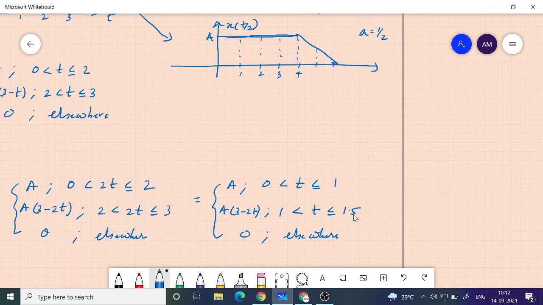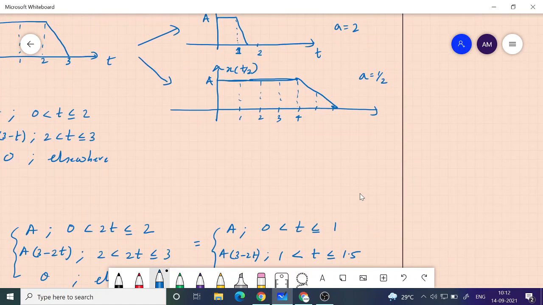And then from 1 to 1.5, you have an equation of a straight line. And what is the slope? The slope is basically minus 2a. It's a negative slope, but 2a. So that means when you change 1 unit, it has to change by 2a. But if you are changing by half units, then you will change by a.